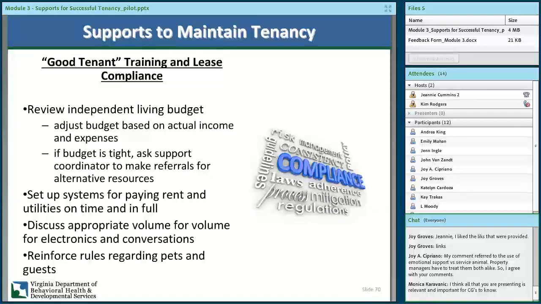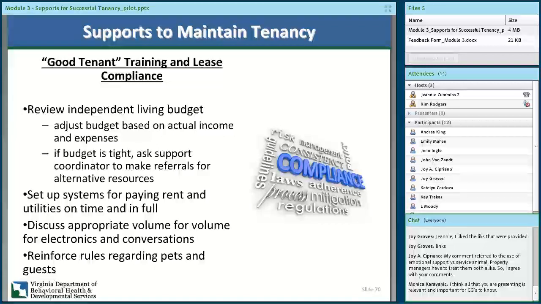Now that the person is in housing, take time to review and adjust the independent living budget you created during the tenancy screening. After a month or two, individuals will have a much better sense of certain costs. You may need to help them tweak their budgets to make sure their income can cover all expenses. Moreover, if the budget's tight, it might be necessary to ask the support coordinator to refer the individual to alternative resources, such as energy assistance, Medicaid Lifeline phones, the Supplemental Nutrition Assistance Program, or SNAP, food banks, or subsidized transportation.